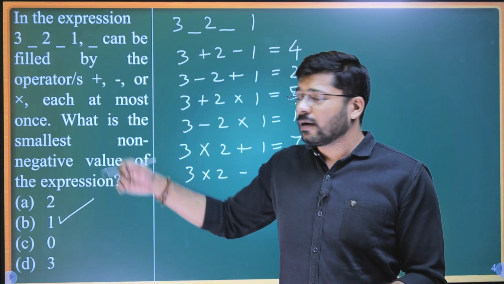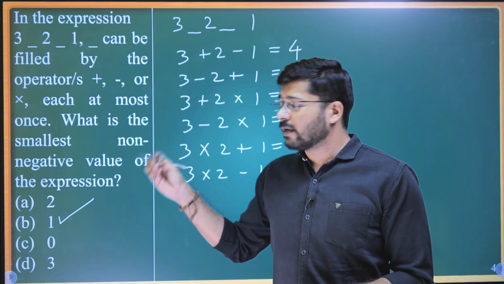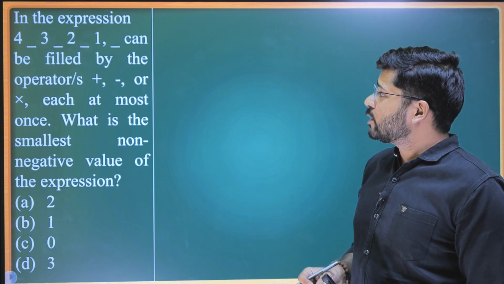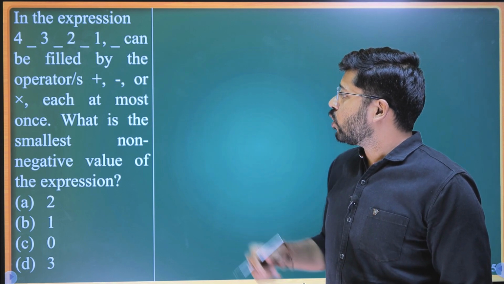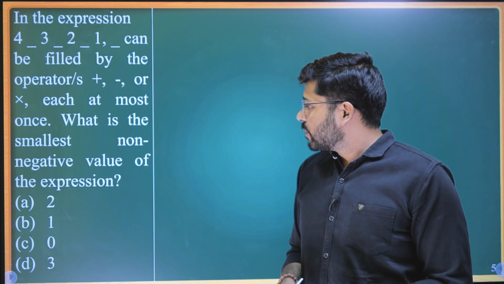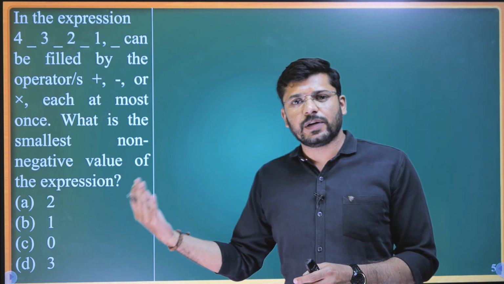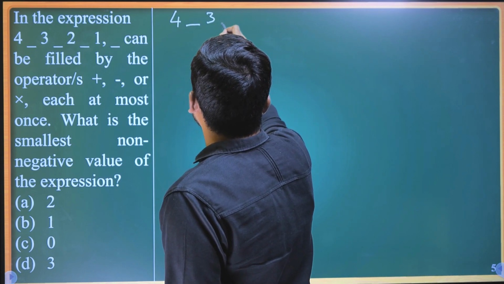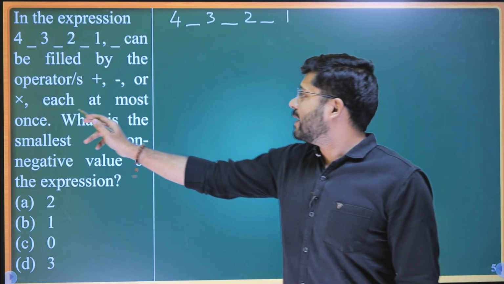Okay. This was just a level up of the previous problem. Now we will see the next question, which will be of the level 1 more than this problem. So this is the problem. In the expression 4 dash 3 dash 2 dash 1, dash can be filled by the operators plus, minus or into, each at most once. What is the smallest non-negative value of the expression? So how do we solve this? Just like how we solved the previous problems, we will use the same method to solve this one also. The expression is 4 dash 3 dash 2 dash 1, and we have 3 operators and each at most once.